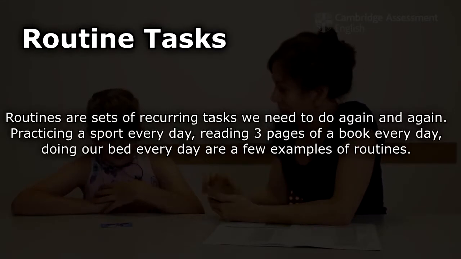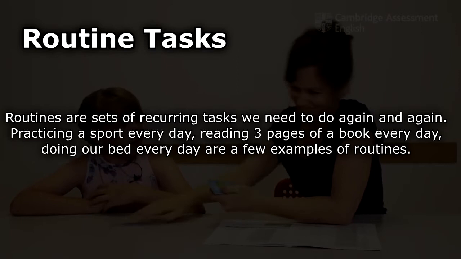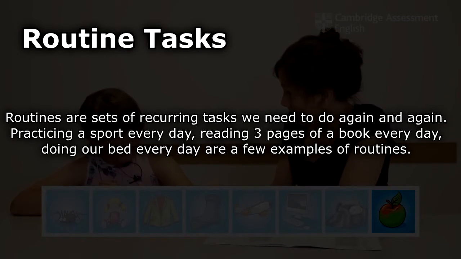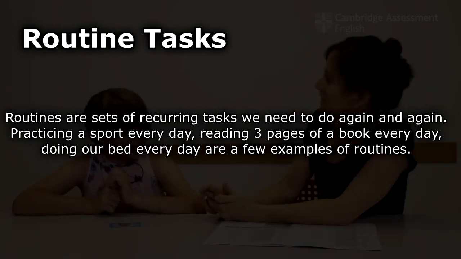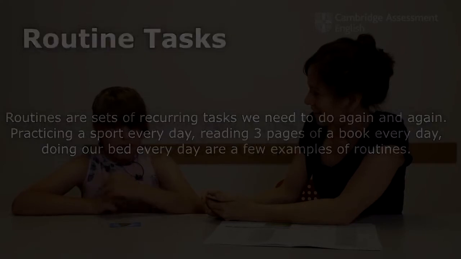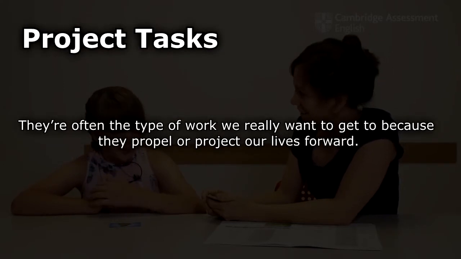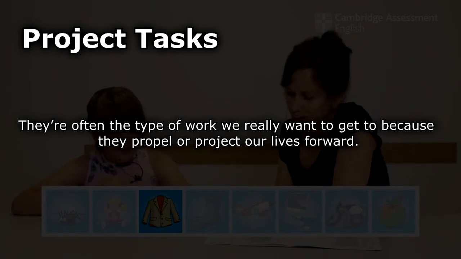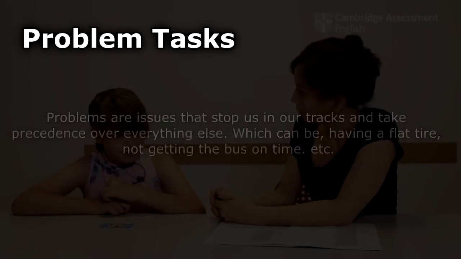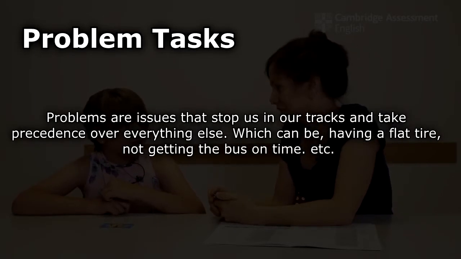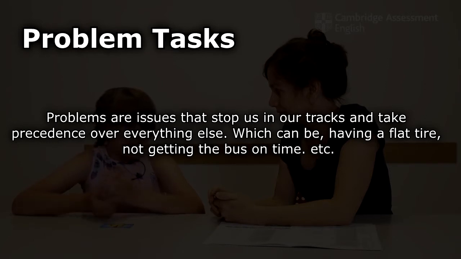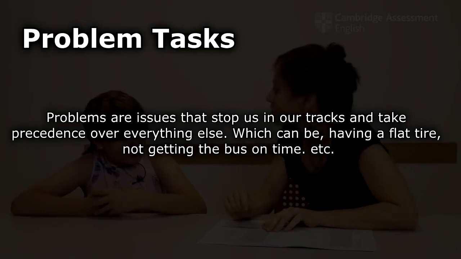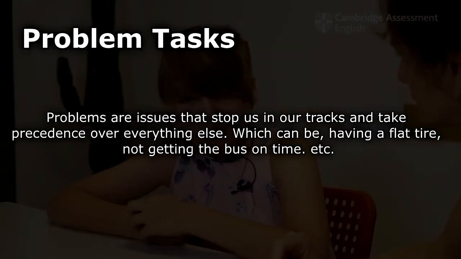Routine tasks. Routines are a set of recurring tasks we need to do again and again. Practicing a sport, reading 3 pages of a book every day, making our bed every day are a few examples of routines. Project tasks. They are often the type of work we really want to get to because they propel our project or life forward. Problem tasks. Problems are issues that stop us in our tracks and take precedence over everything else, which can be having a flat tire, not getting the bus on time, etc.